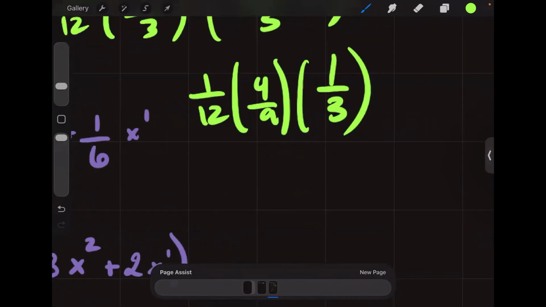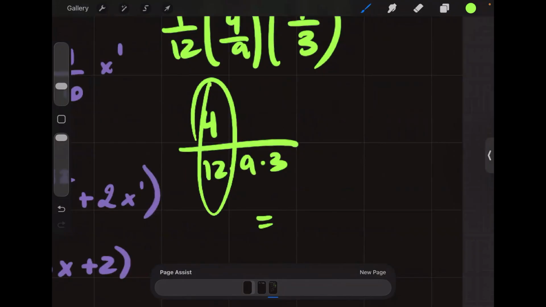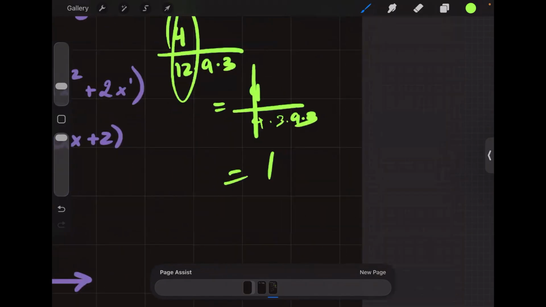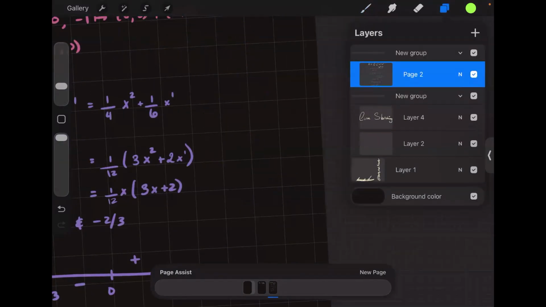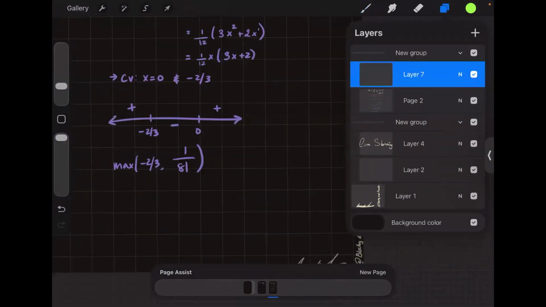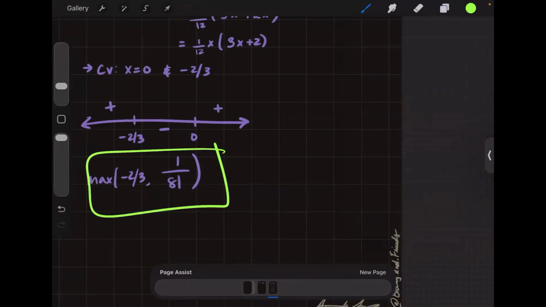And that means we have 4 over 12 times 9 times 3. But aha, 4 over 4 times 3 times 9 times 3. And that gives you 1 over 3 times 3 is 9, 9 times 9 is 81. Ain't it beautiful? And that's how we get this as our local max.